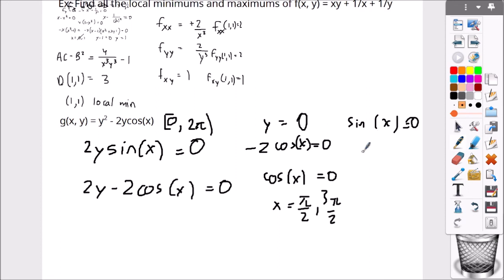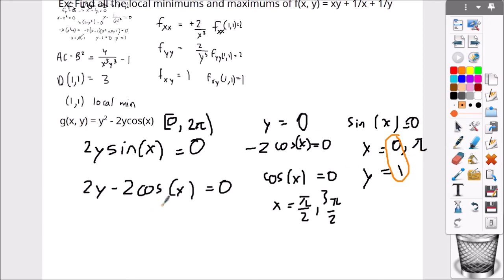Now sine x is equal to 0 when x is 0 and pi. Right? So when x is 0 and pi, what is y? Cosine of 0 is 1. So 2y minus 2 equals 0, so y is 1. And this is one pair: 0, 1.